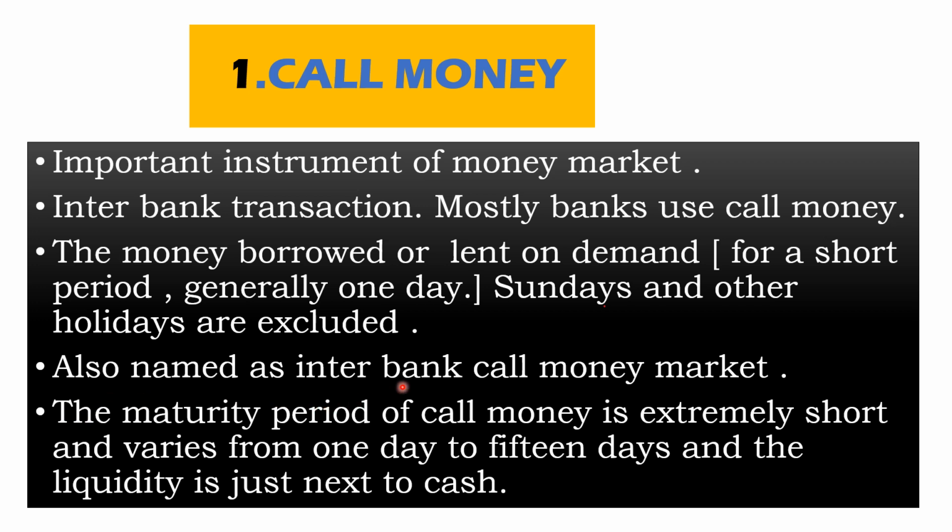Also named as interbank call money market, because it is generally between the two banks, so another name can be interbank call money market. The maturity period of the call money is extremely short and varies from 1 day to 15 days. Okay, minimum 1 day and maximum 15 days, not beyond that. Because the shortage of cash is generally speedily built up by that bank. So at most 15 days.